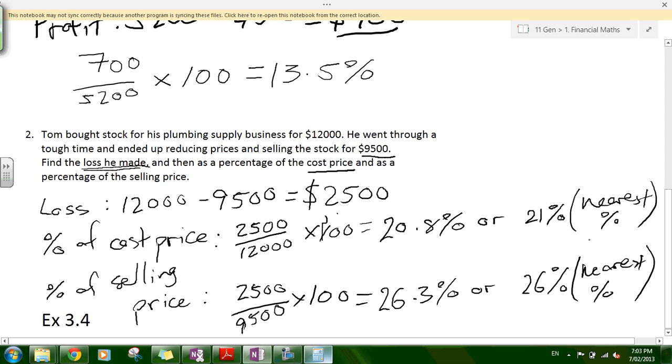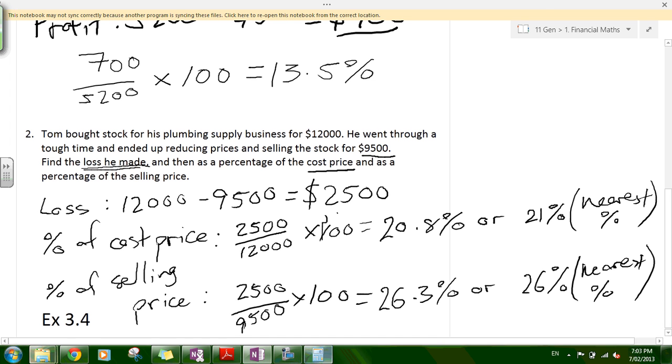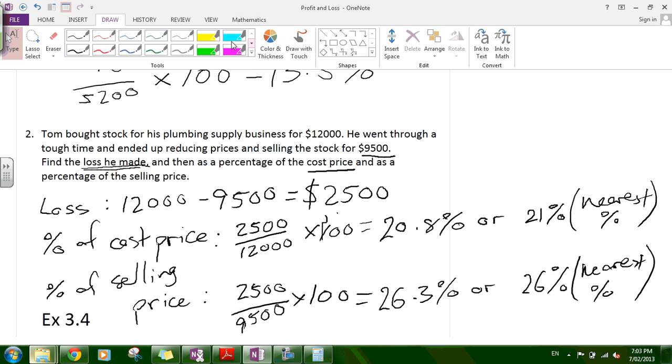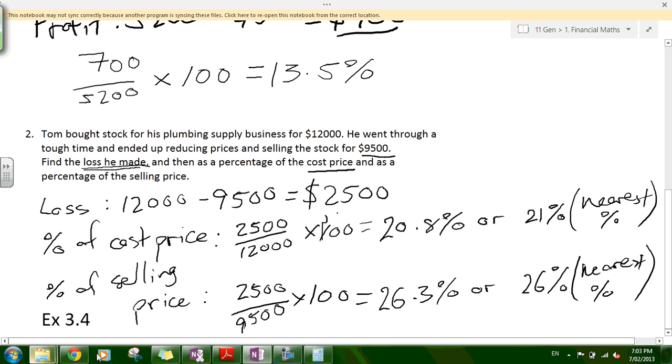Okay, so that's it. Those are the two examples. You just need to go ahead and work on exercise 3.4 from your books. It's on page 103 and 4. If you have any questions, let me know. Okay. Enjoy.